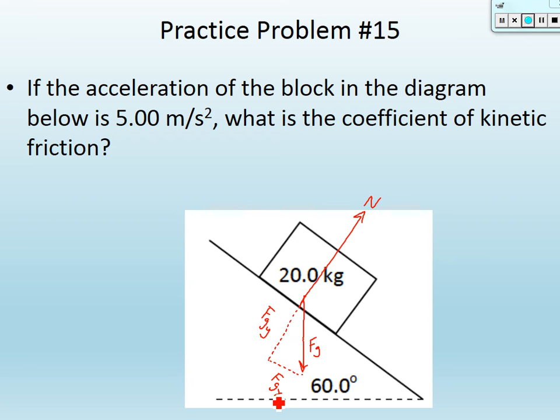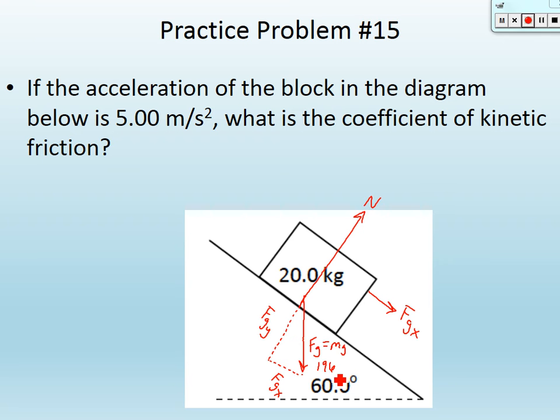We know that force of gravity in the y is going to be equal to the normal force, and force of gravity in the x is going to be what's pulling this block down the ramp. Okay. All right, let's see if we can at least put a magnitude to those forces first. Force of gravity is equal to mg. So 20 times 9.8 is 196.